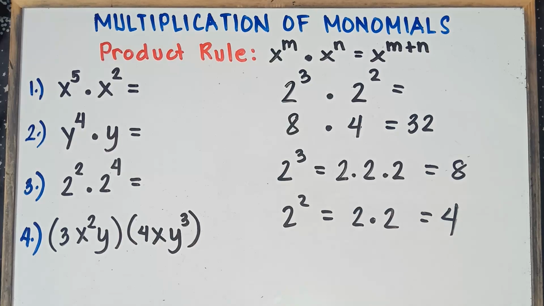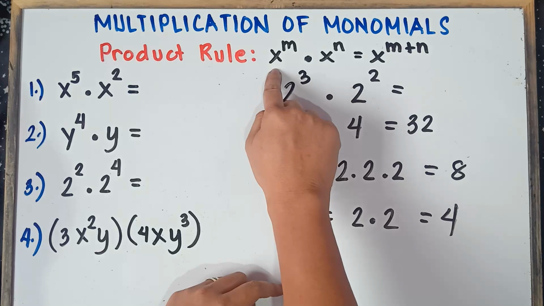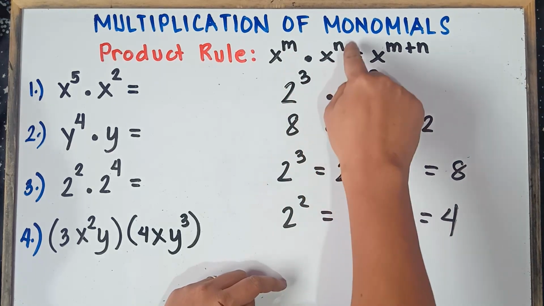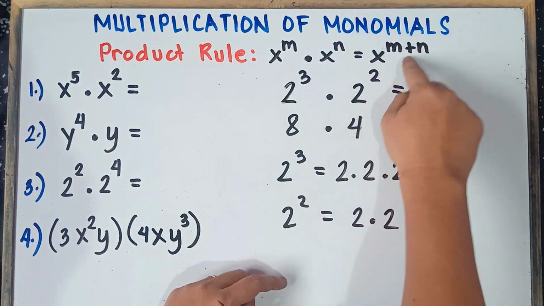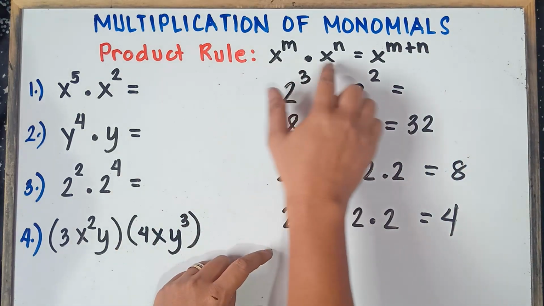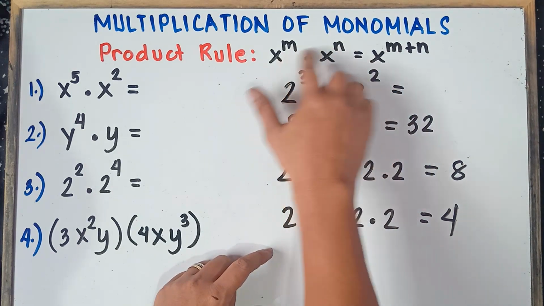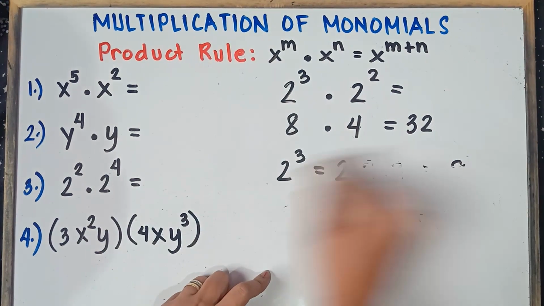Now you do have another solution for this one, class, by simply applying the product rule. The product rule says that x raised to the power of m multiplied by x raised to the power of n is equal to x raised to the power of m plus n. Therefore, class, in the product rule, if they have the same base, simply copy the base and then simply add the exponent. So let's explain, class, with regards to the product rule.